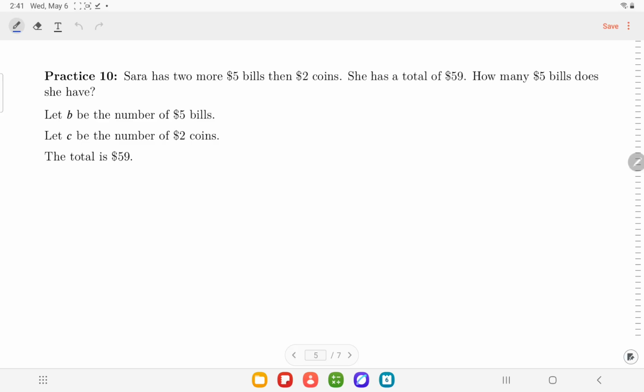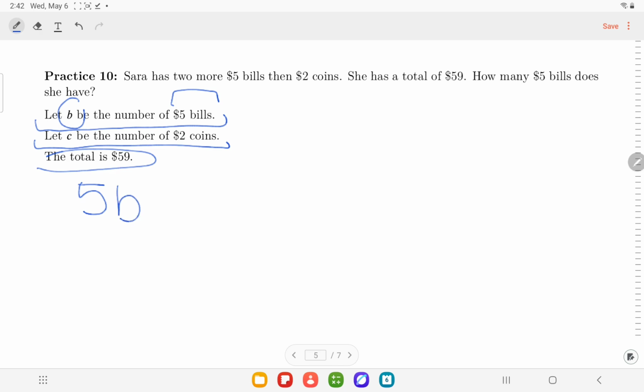Now we're going to do a question related to money. So we see here that B is going to be the number of $5 bills and C is going to be the number of $2 coins. And the total is $59. So with money, it's a little bit different because we know that we have B number of $5 bills. So we need to make sure we multiply the 5 by the B because this is the amount of money that you have. And we also have C number of $2 coins. And we know that this together is going to be 59.